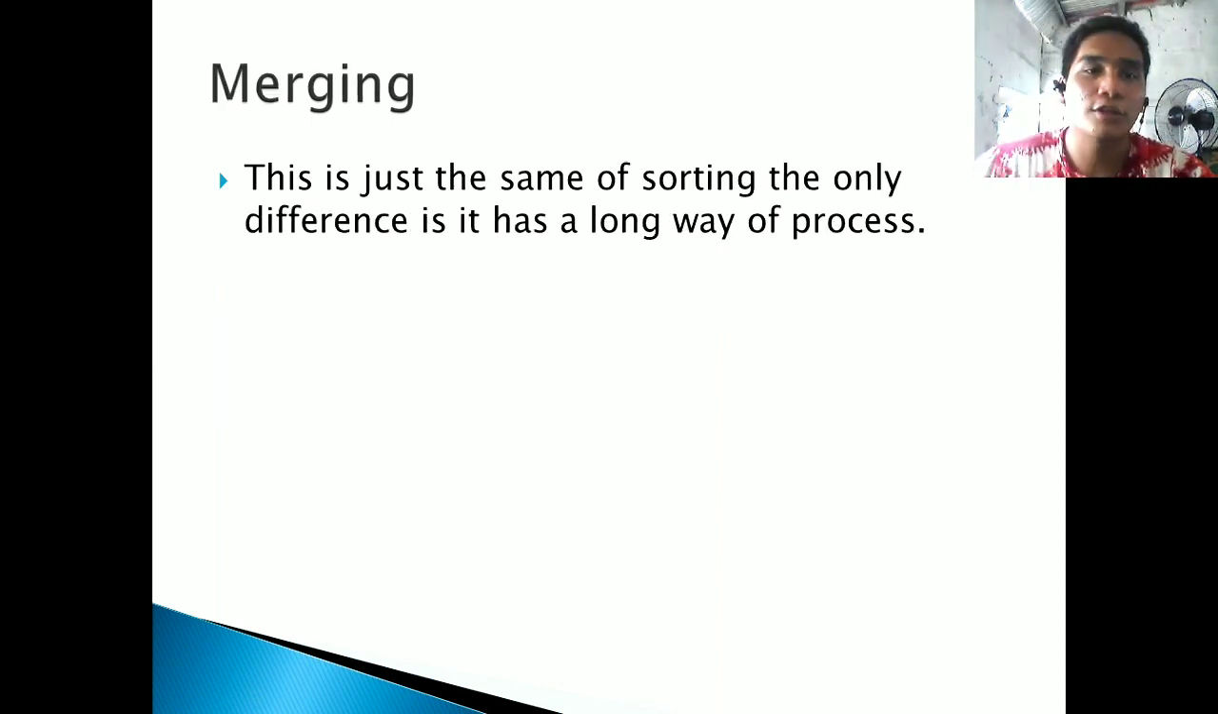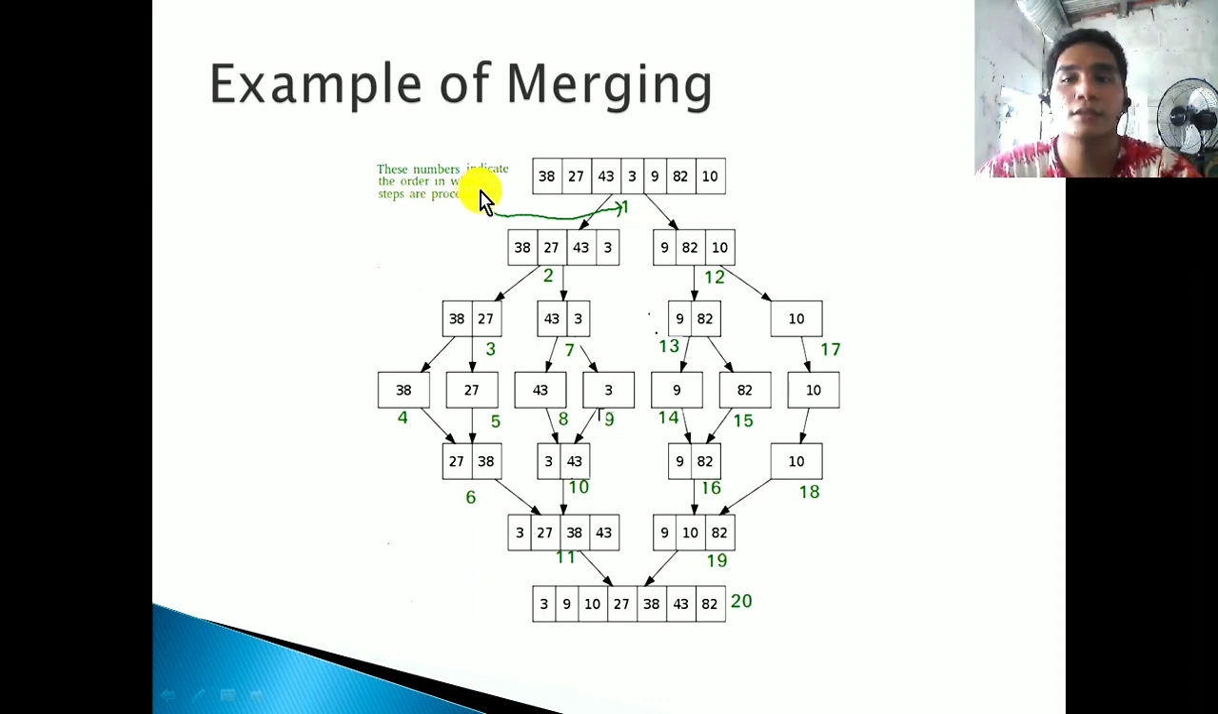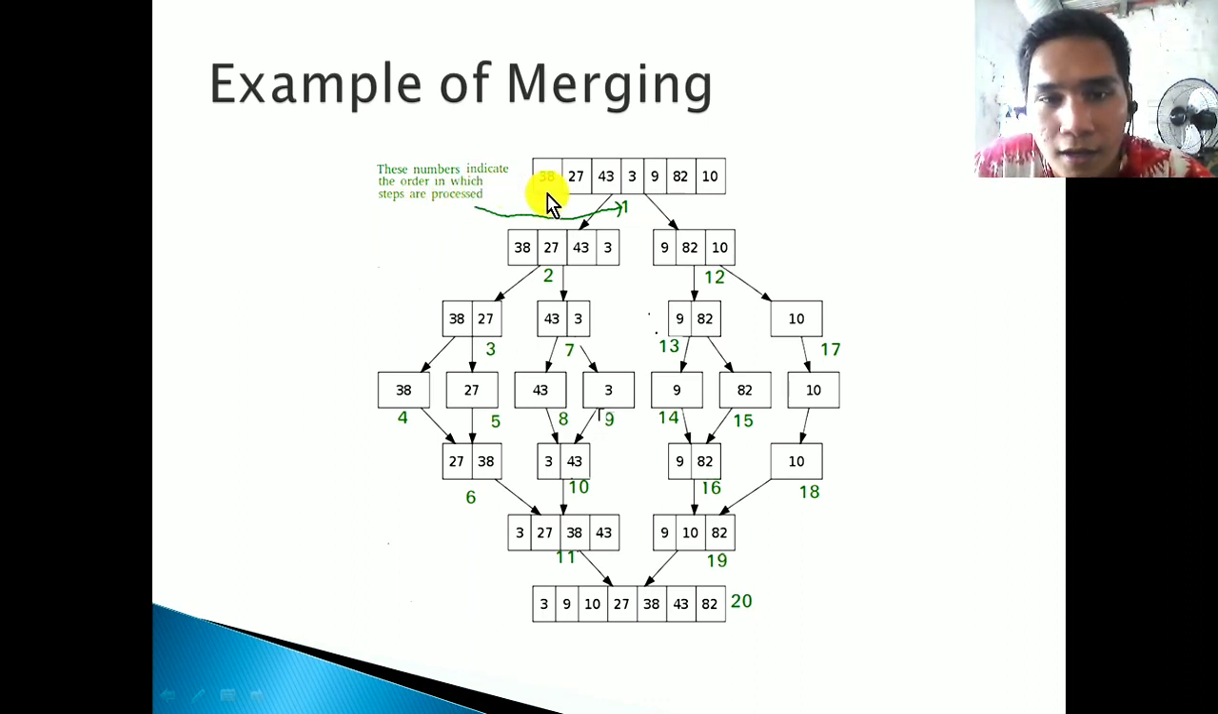So next is the merging. So merging, this is just the same as sorting. The only difference is it has a longer process. So let's see the example. So this is the example of merging. These numbers indicate the order in which steps are processed. So this is the given: 38, 27, 43, 3, 9, 82, and 10.